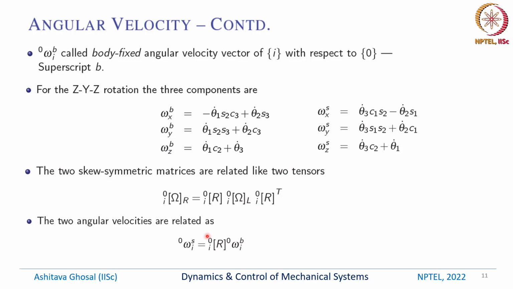And the angular velocity vector can also be written as omega s is the same as the rotation matrix 0I into 0 omega ib. Basically, the angular velocity vector with a b superscript is related to the angular velocity vector with an s superscript by means of this rotation matrix. Okay, so this will come in handy later on.